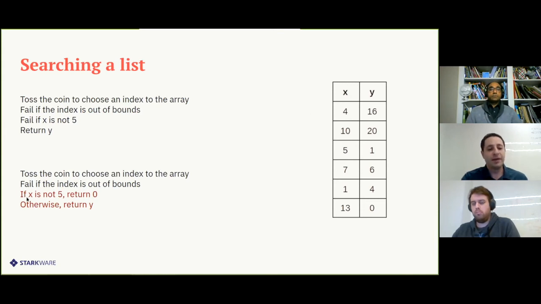X is in the bounds, so it's okay. X is not 5, it's 4. So return 0. It's not a failure. So in this case, it's possible that the coin will lead us to return 16, which is the wrong result here. So we have to be careful about the way we are using this magic coin. This magic coin is very powerful and can save us a lot of computation, but we need to use it correctly.